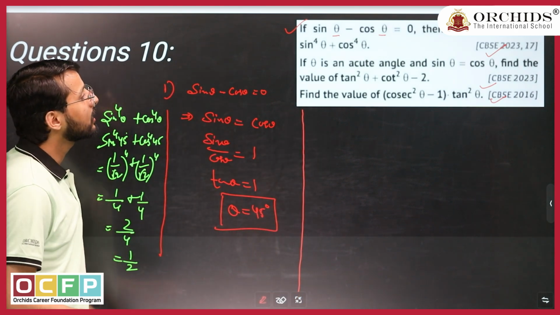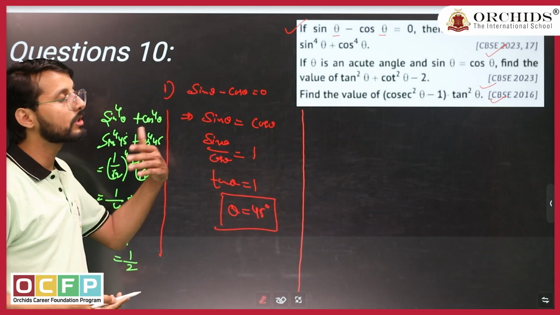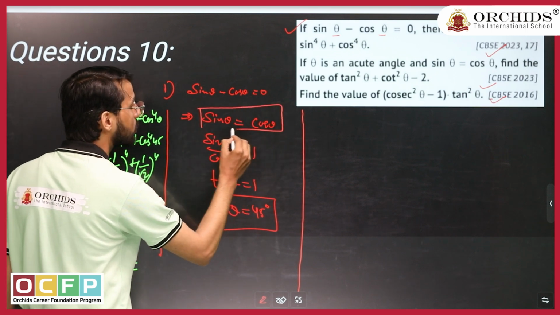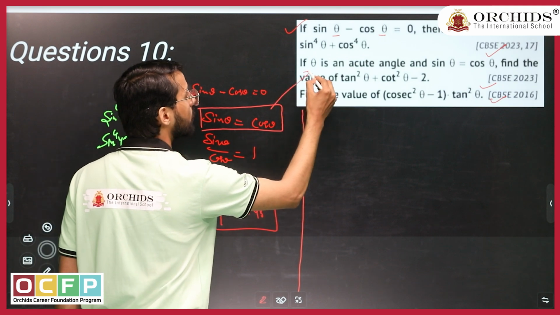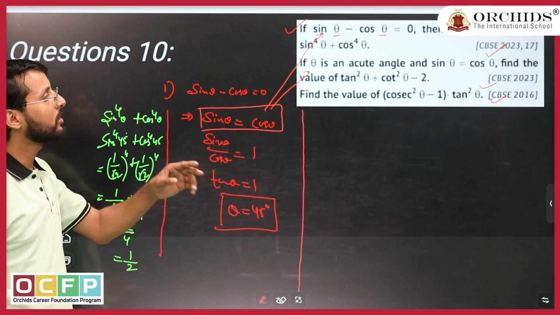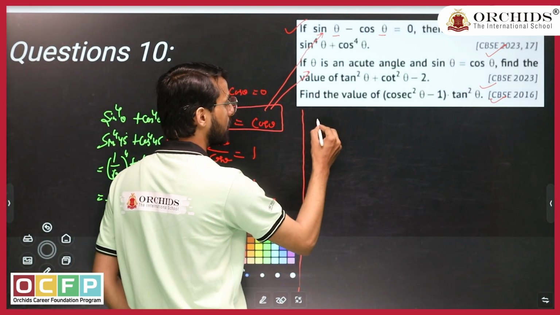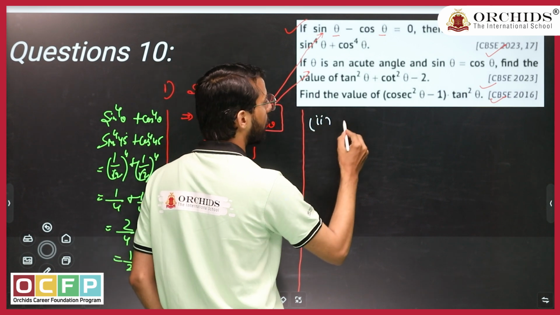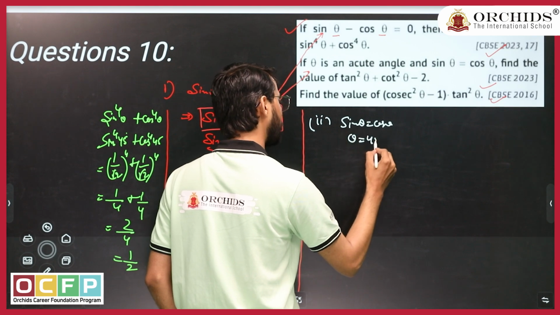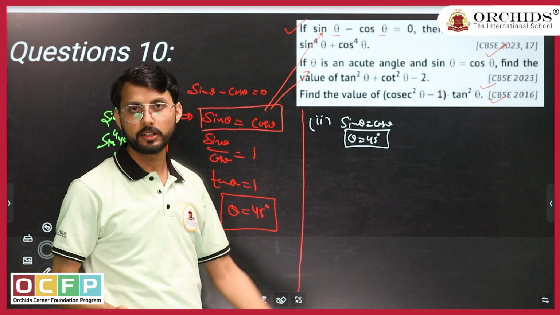Now go for the second question. Again they have written, if theta is an acute angle and sin theta is equal to cos theta. The same condition is coming, sin theta equals cos theta, in this second part also, as in the first part. Now sin theta equals cos theta means theta is again 45. So for the second part, again we got sin theta equals cos theta. It means theta is 45 degrees, guys. If theta is 45, let's substitute and get the answer.